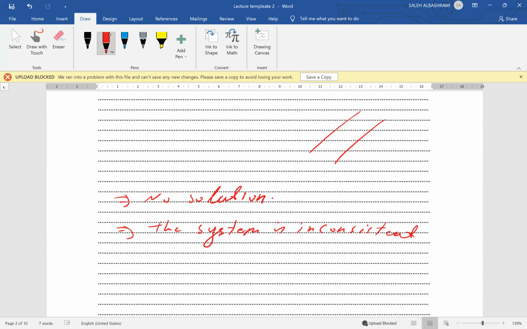So this is how to find the solution of the linear system using the elimination method. We just need to eliminate one of the variables, either x or y. Eliminate x to find y, or eliminate y to find x, then substitute the value that you found in one of the equations to find the other variable.